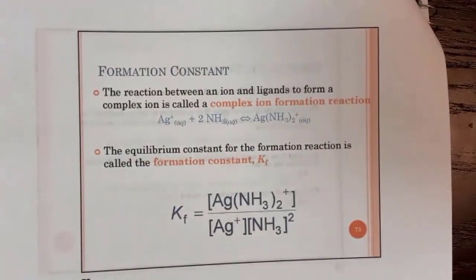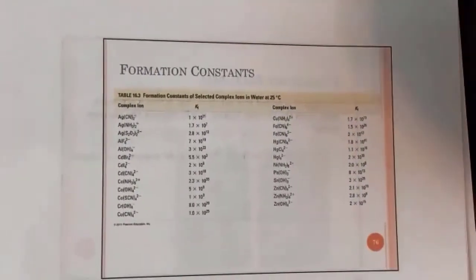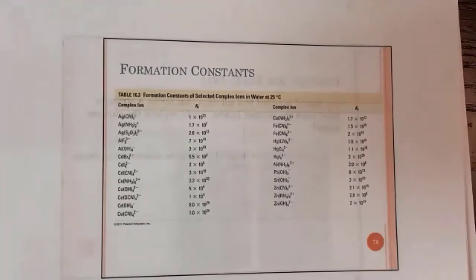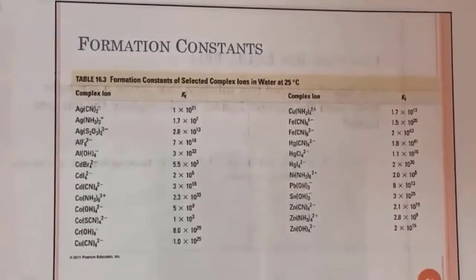Ksp was also really, really small because these compounds are not very soluble. Kf is actually really, really big. Let me see if we can zoom in a little bit. See how the numbers are all big, none of them are negative? That's because they're really favorable. If you have the ions floating around and you can make a complex ion, they're definitely going to do it. They're going to favor the complex ion side.